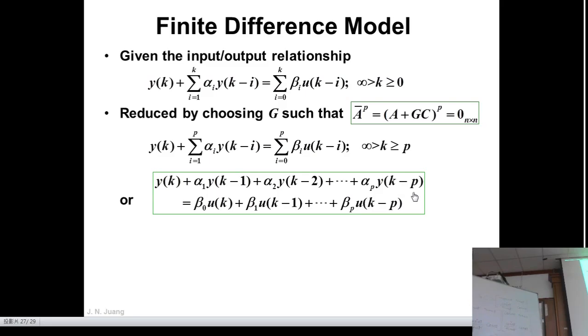So this is a very short model, much shorter than the alternative. If this is k, and k is 1,000, that's no good. But here it doesn't depend on k. It depends only on the size of A. So if you look at this carefully, the physical meaning is that my current output will be a function of the past output up to P time steps. The same thing holds for the input.